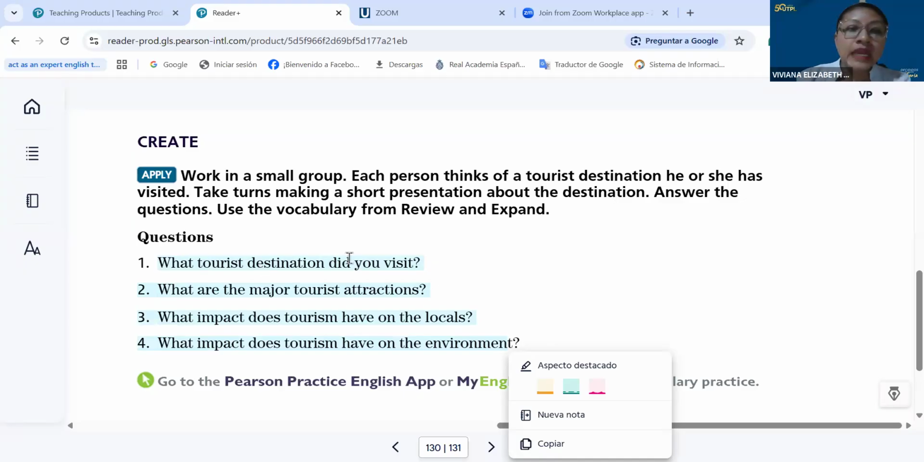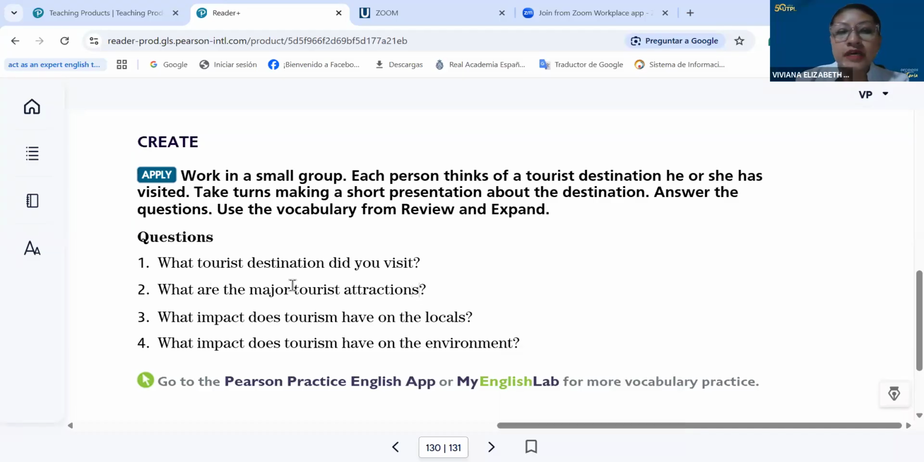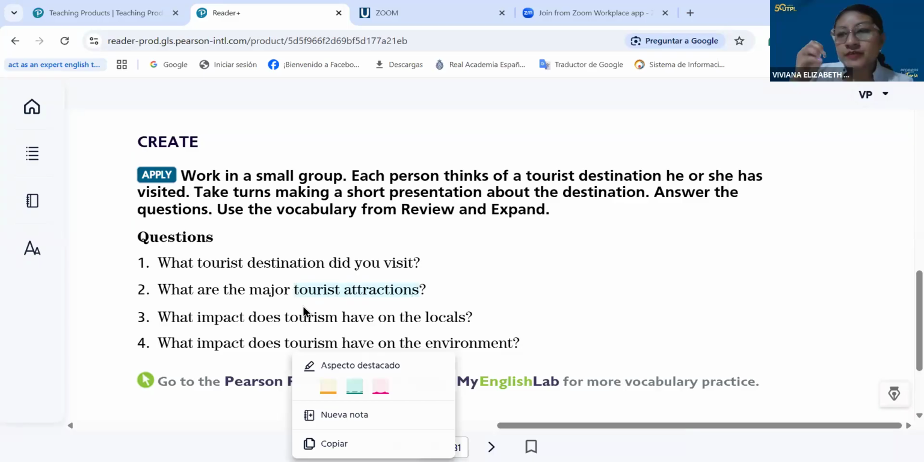What tourist destination did you visit? So I need the name. What are the major tourist attractions? When I say tourist attractions, those are like specific places or even specific stores, specific restaurants, or events that you could visit in that place, okay?